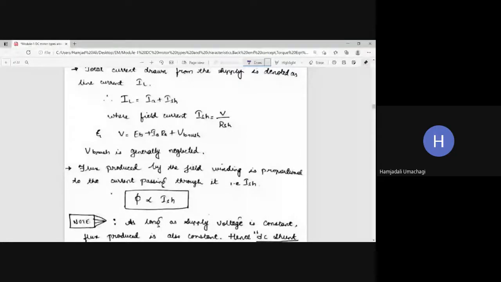Okay. So if this V brush is small, this can be neglected, and the equation modifies to what? V is equal to EB plus IaRa. Then, flux produced by the field winding is proportional to the current flowing through it. So as I told you, the working flux is directly proportional to the field winding current, that is Ish. It is directly proportional to Ish.